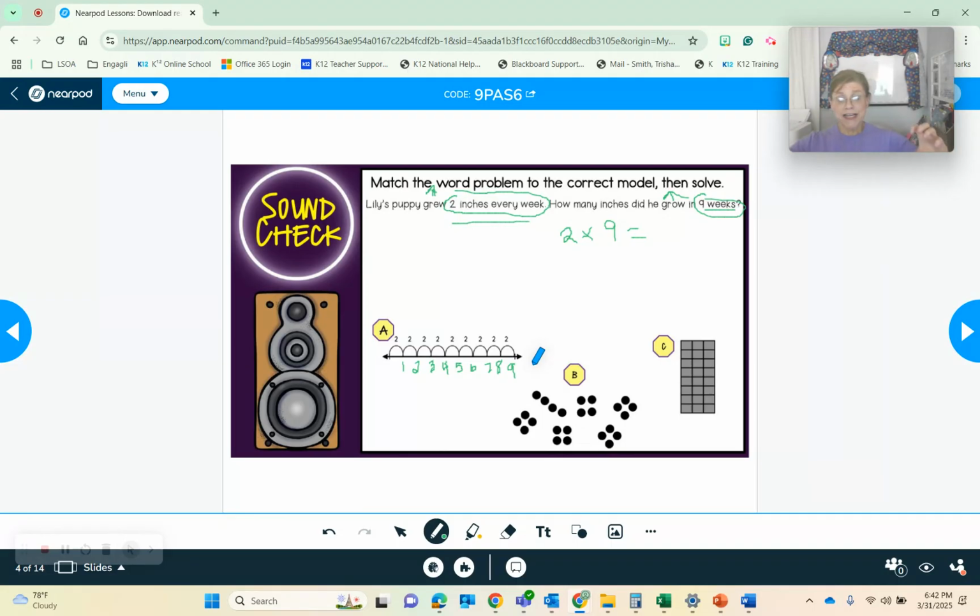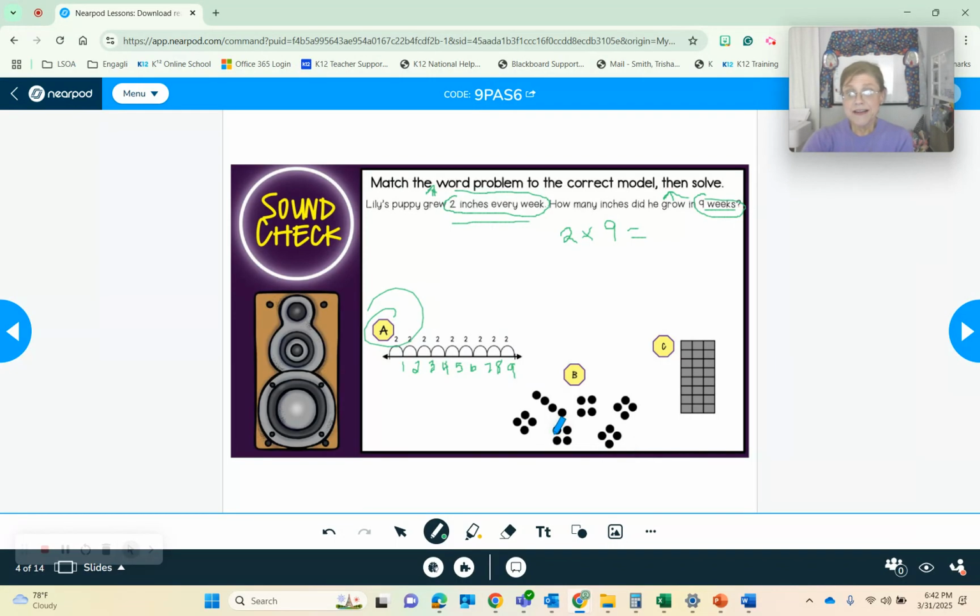That number line going from our first hop to our last hop is broken up into equal groups of 2, and it shows 9 equal hops. So it shows 9 weeks, and each week shows groups of 2 or 2 inches. So A is our correct model. We don't even have to look at the other models.